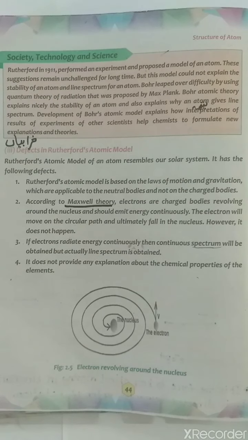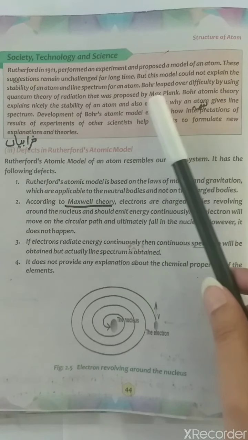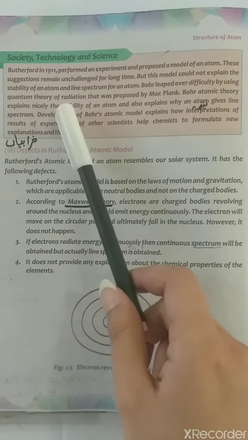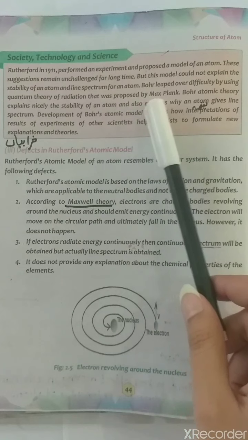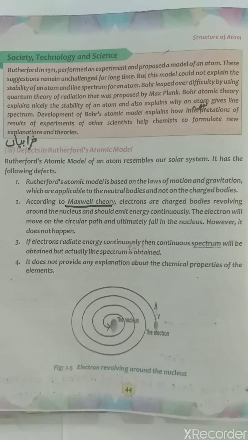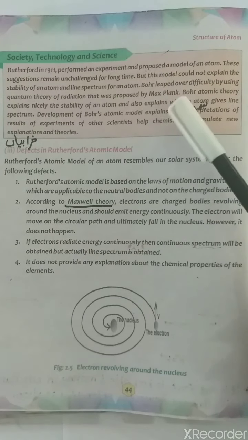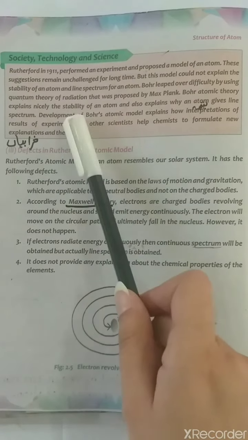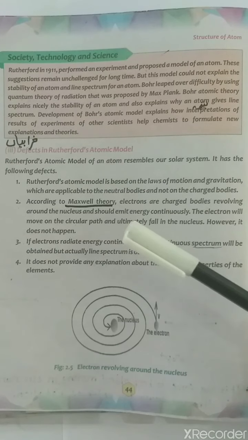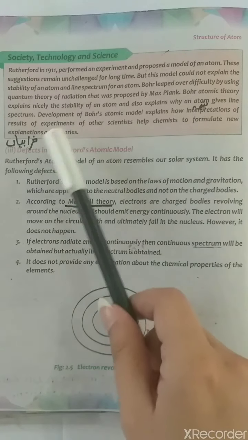Then there came Niels Bohr. He leaped over this difficulty by using the quantum theory of radiations, which was proposed by Max Planck. Niels Bohr ने इस difficulty को ख़त्म कर दिया था. How? He proposed his theory by using Planck's theory. So Bohr's atomic theory explains nicely the stability of an atom and also explains why an atom gives the line spectrum. He explained all of the defects that were there in Rutherford's atomic model.